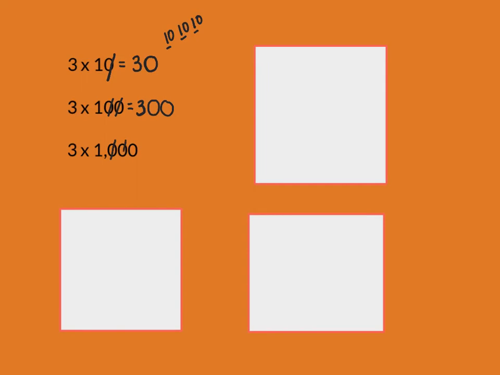I can do the same thing with bigger numbers. I'm going to take away my 3 zeros. 3 times 1 is 3. I can add my 3 zeros back in. 3 times 1,000 is 3,000.